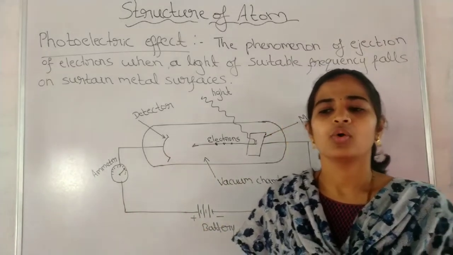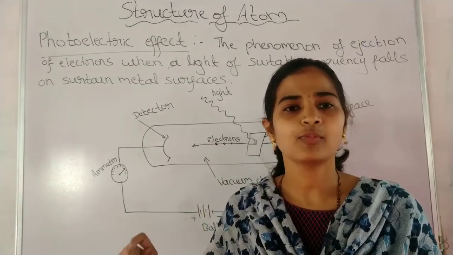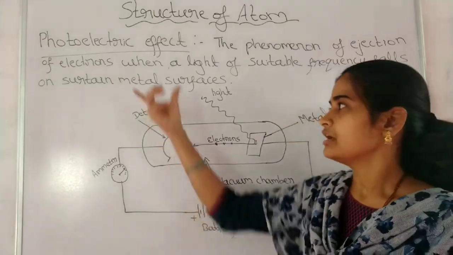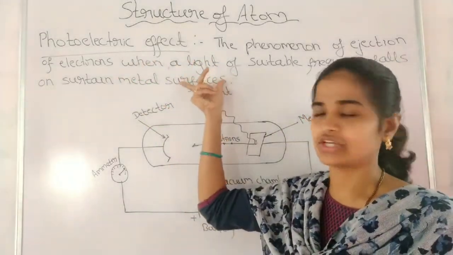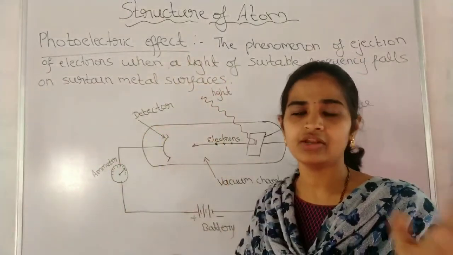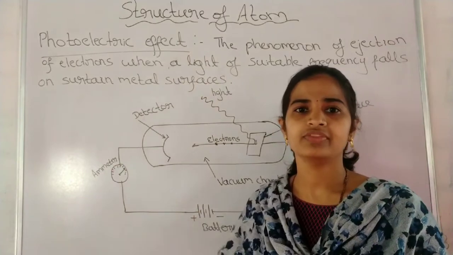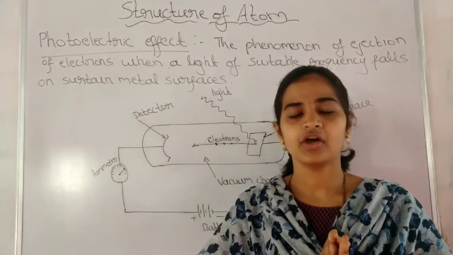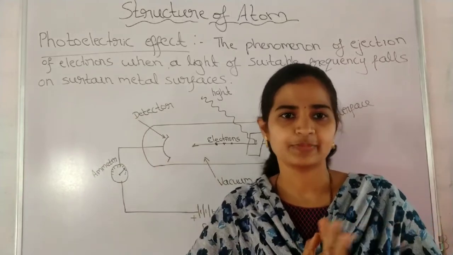Now with respect to the exam, explain the photoelectric effect. What are the points you should write? First, even in your notes also, you write the definition, then you write the diagram. No need to explain anything about this. Definition, diagram. Then the results of the experiment. What all did he observe during the experiment?